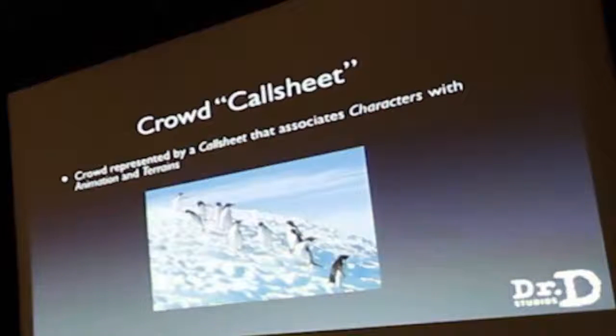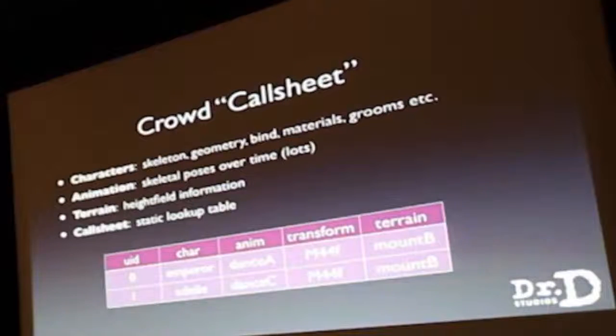The base idea is that we have a crowd call sheet, which basically associates characters with animations and terrains. It's nothing else than a lookup table that for each character has a little entry, and then it says, okay, it's this kind of character with this animation, this transform on it, and adapt to this terrain. That's basically all it is.